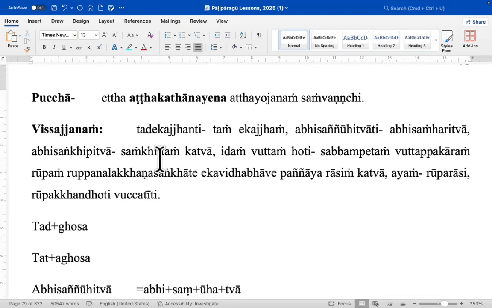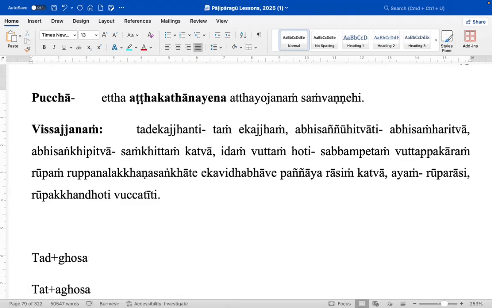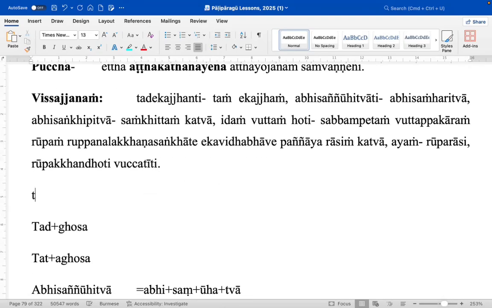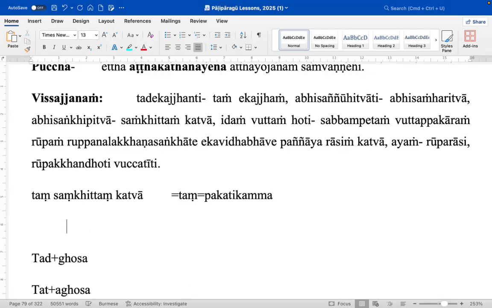So, Tan Ikachan Sankhitan Kadawa. Okay. So Sankhitan is Vikatikamma, secondary object. Tan is Vikatikamma. Tan is called Vikatikamma, original object.